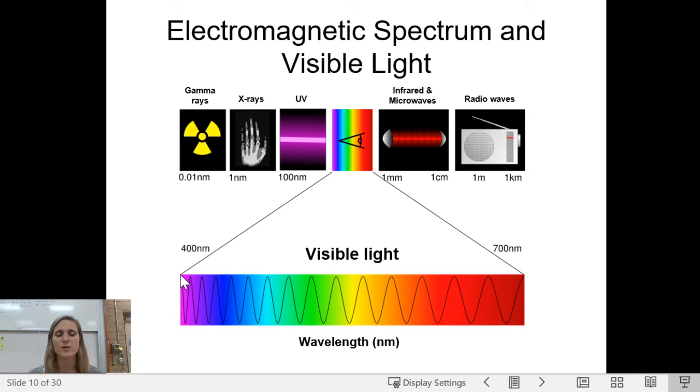So you can see in purple light the wavelengths are shorter. The distance between the top of one wave and the top of another is small compared to the distance between the top of one wave and the top of another in red light.